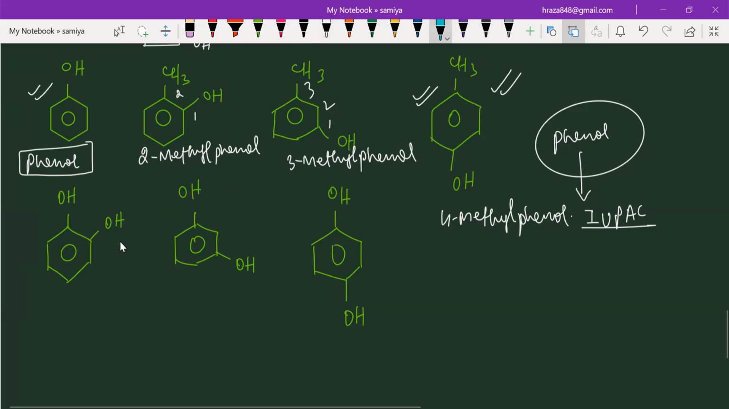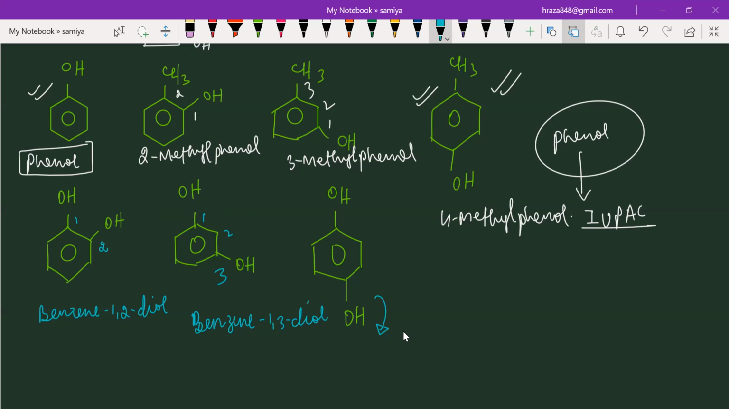Now come to this. It has two OH groups. So its name will be 1, 2. See, its name will be basically benzene-1,2-diol. What will its name be? 1, 2, 3. Basically its name will be benzene-1,3-diol. Can you name this compound? Benzene-1,4-diol. Please write it.